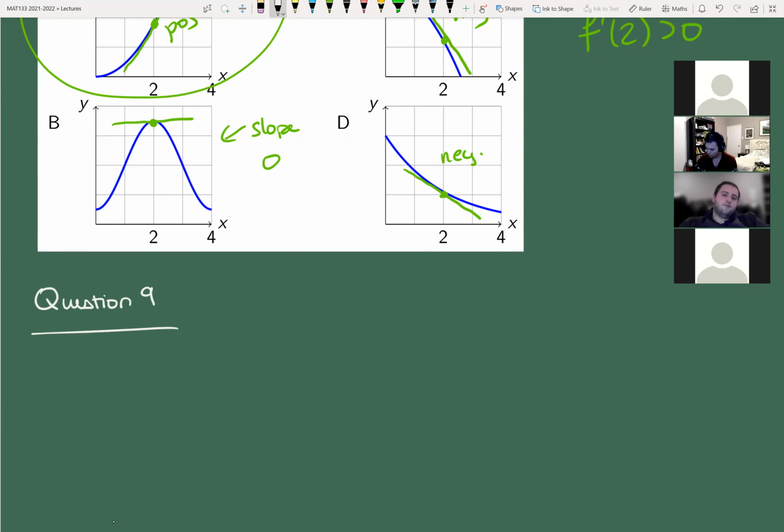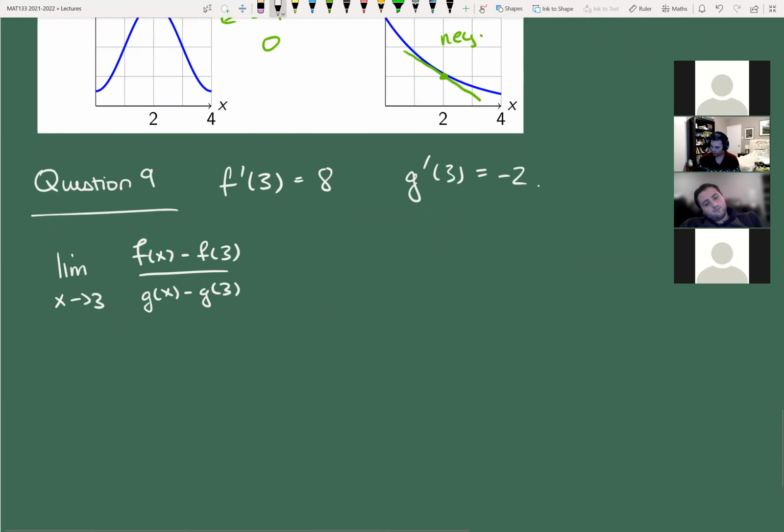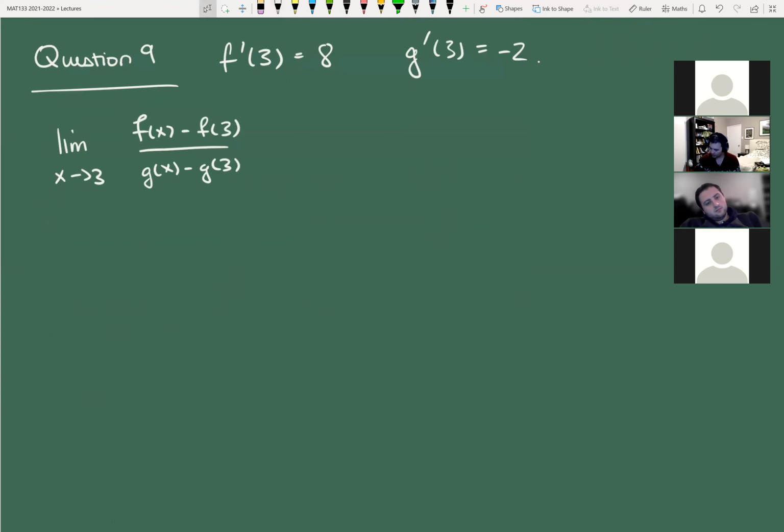All right, so what are we told? We're told f prime of 3 is 8, and we're told g prime of 3 is -2. Okay, and the question is, find the limit as x approaches 3 of f of x minus f of 3 divided by g of x minus g of 3. The key to this one lies in thinking about what these two limits are, so let's write them out.